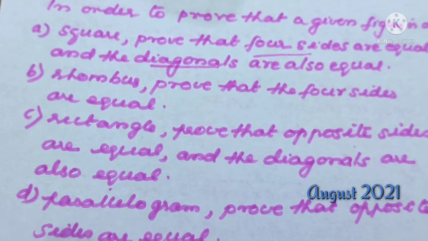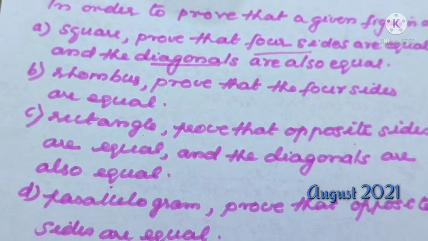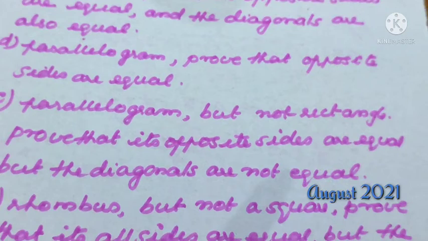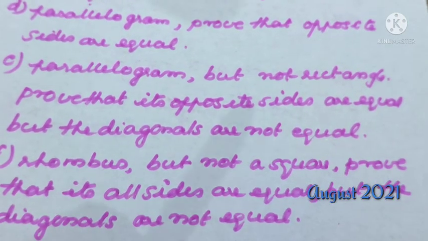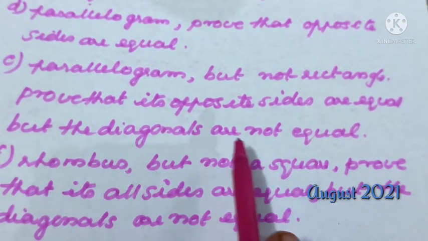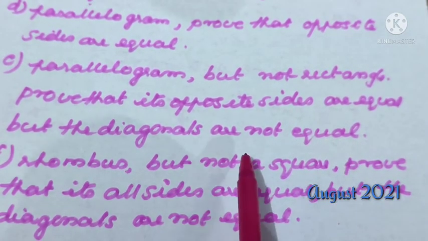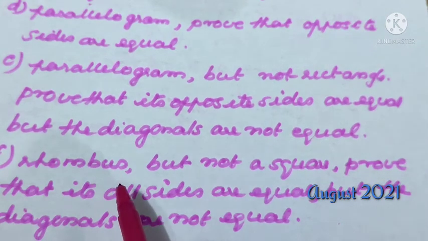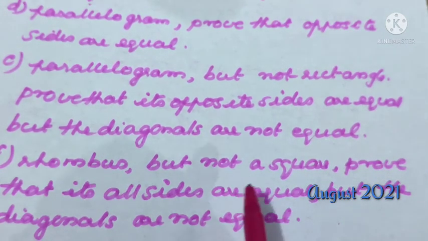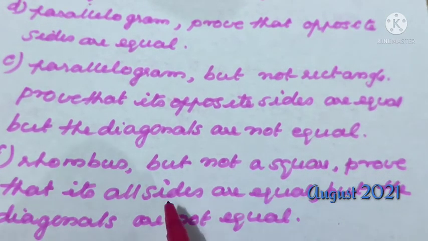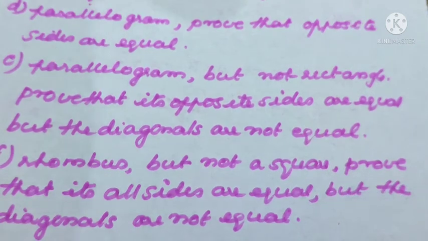Parallelogram but not a rectangle, in the question itself they will give that. That time we have to prove that opposite sides are equal and diagonals are not equal. What about a rhombus? There is the not-a-square condition also: all sides are equal but the diagonals are not equal. Then we can say that it is a rhombus but not a square.